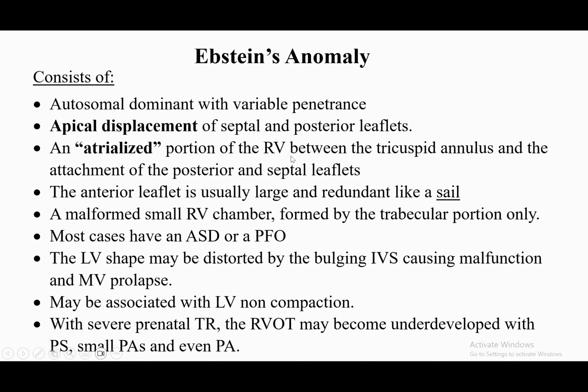And this thinning is due to lack of high RV pressure during systole, because this part of RV becomes essentially part of the right atrium. So with the low CVP, the central venous pressures, the muscles waste away and become thin. An atrialized portion of the RV between the tricuspid annulus and the attachment of the posterior and septal leaflets.